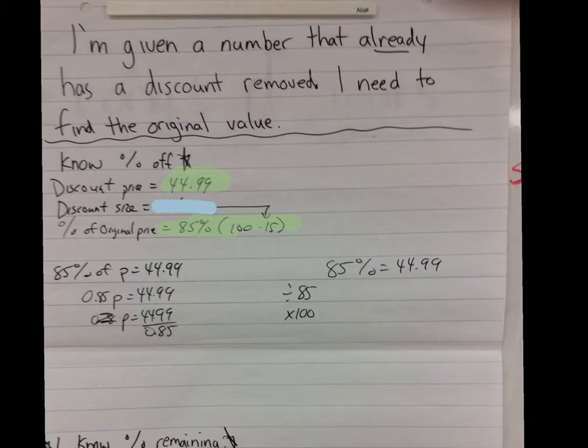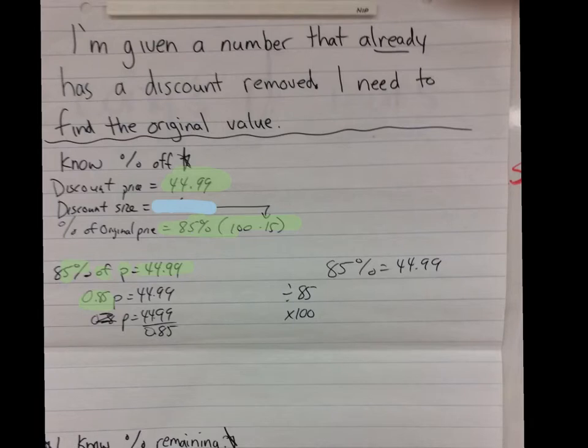Once I know that fraction, there's two ways to go about it. You can use the balance model. 85% of the original price is $44.99. Convert that to a decimal, 0.85. Understand that of means multiply, and then just get that p by itself. Isolate the price. The way you would do that right now, there's 0.85 times price, so I'm going to divide both sides by 0.85 to get price by itself.